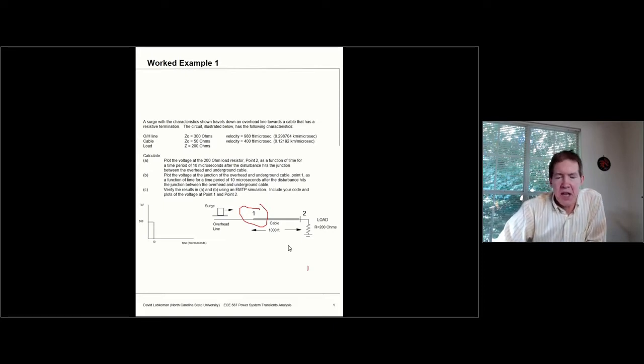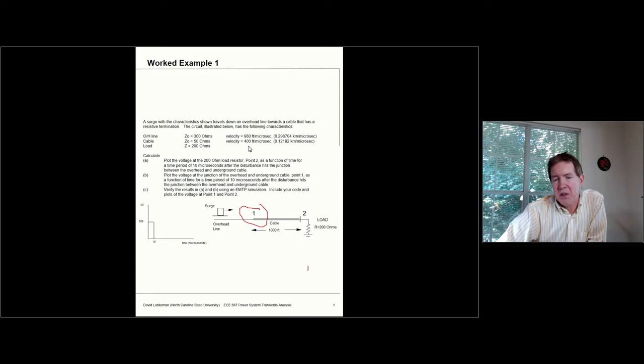So anyway, as far as the data that we have, the overhead line has a surge impedance of 300 ohms, and the cable has a surge impedance of 50 ohms. The load, as I said, has a surge impedance of 200 ohms. And then we're given the velocity of propagation. The velocity of propagation for the overhead line is 980 feet per microsecond. I'm doing this in terms of feet. Normally when you do these calculations, it's in terms of meters per second, so you'd have to convert. And the velocity of propagation of the cable is 400 feet per microsecond.